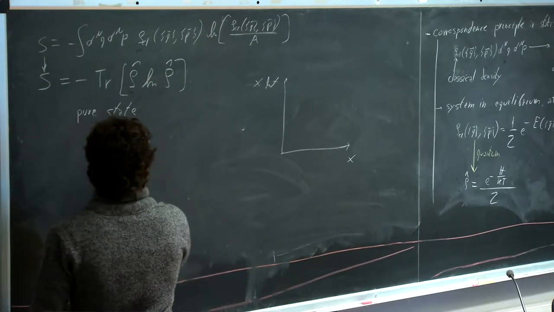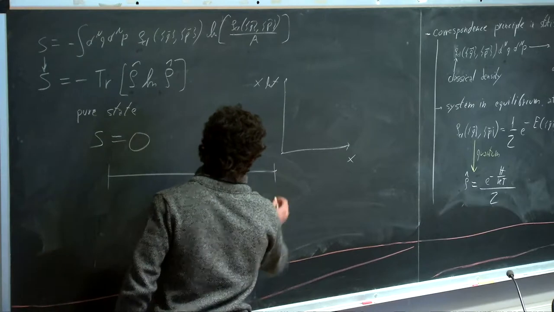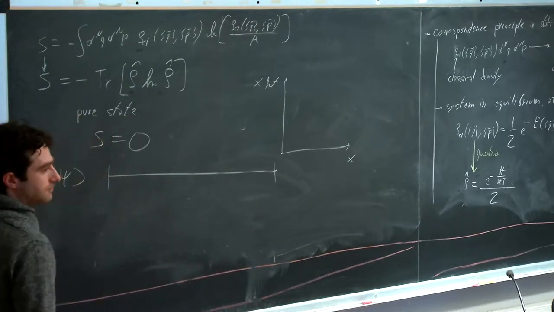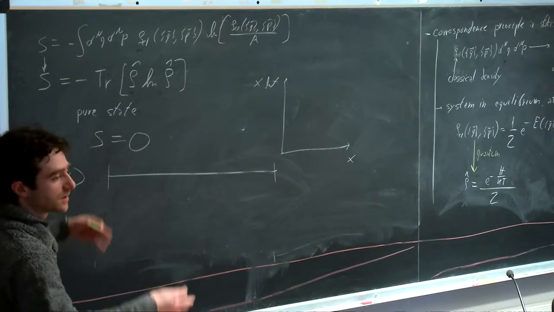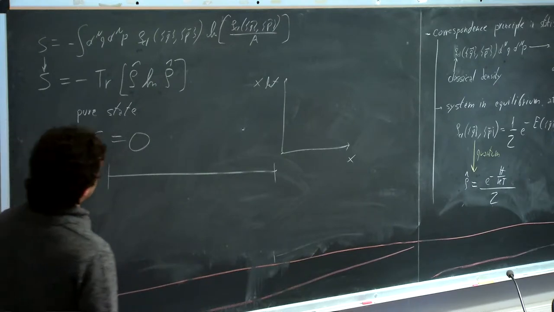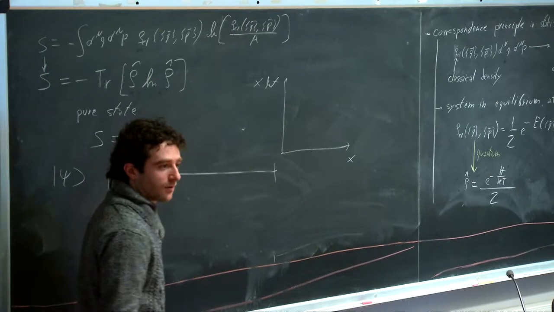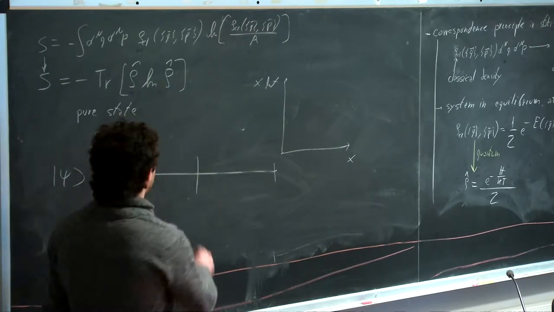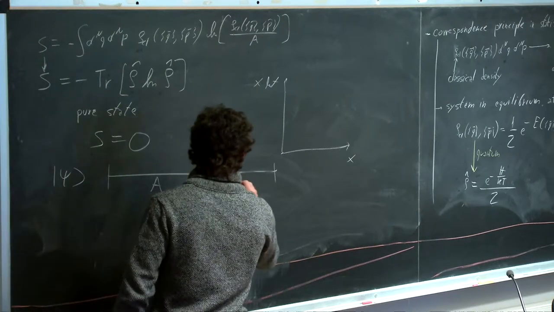So let's assume that we are in this pure state. This is our pure state, described by a given quantum state psi. And now let's just consider a bipartition of the state. We divide the state in two. We call this A, and we call this B.